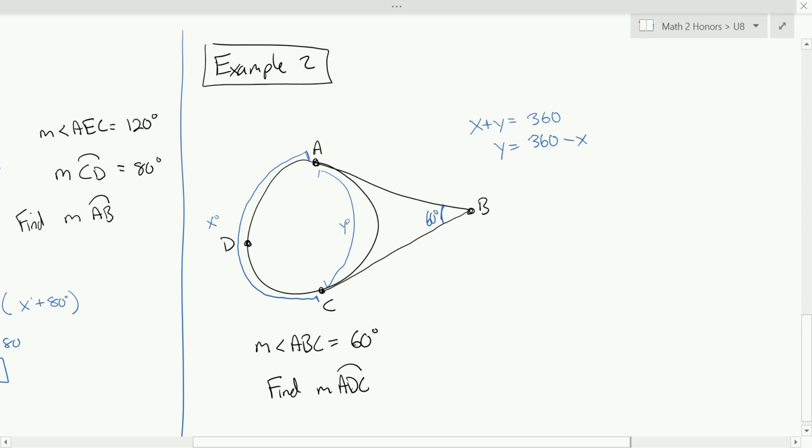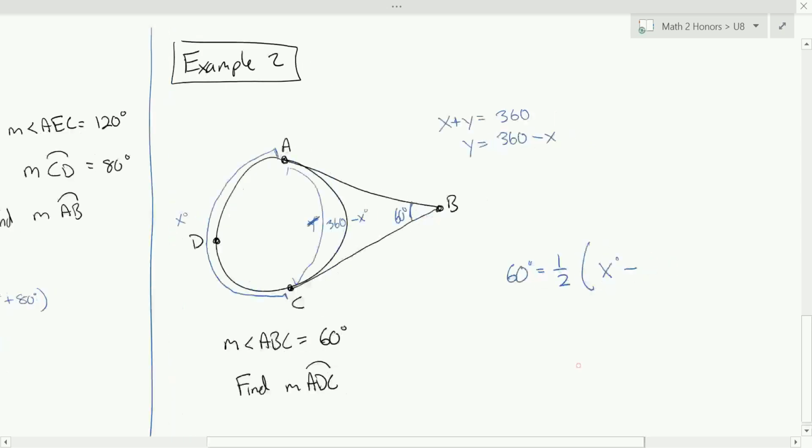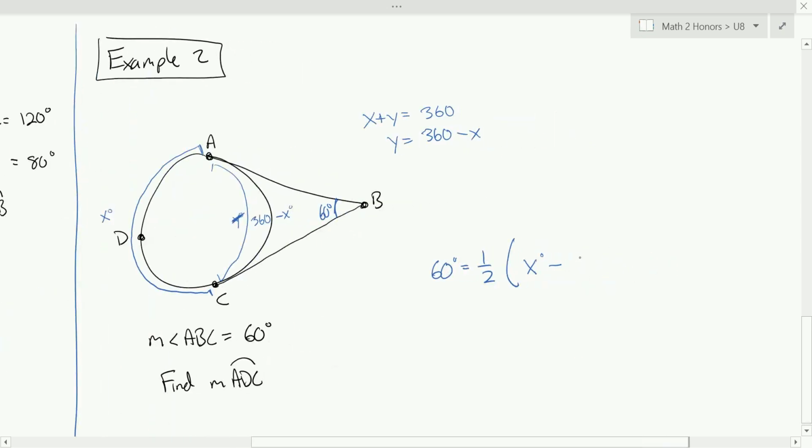And so it's nice to work with one variable instead of two. So instead of using y, I'm going to use 360 minus x. And then I solve for x, and it's easier to work through this, okay? So 60 is outside the circle. So 60 is equal to 1/2 times the measure of the larger arc, which is x, minus the measure of the smaller arc, which is y, but instead of y, I'm going to put 360 minus x. And because there's two terms in front of a minus sign, you need to be careful to put them both inside parentheses, because that negative sign gets distributed to both pieces, okay?